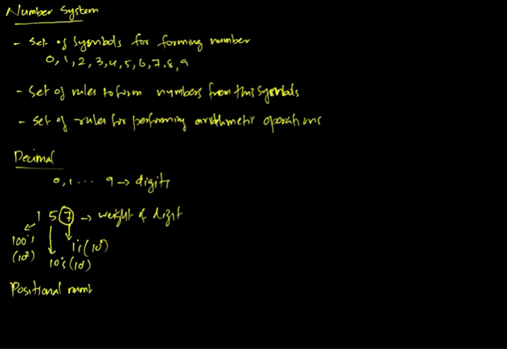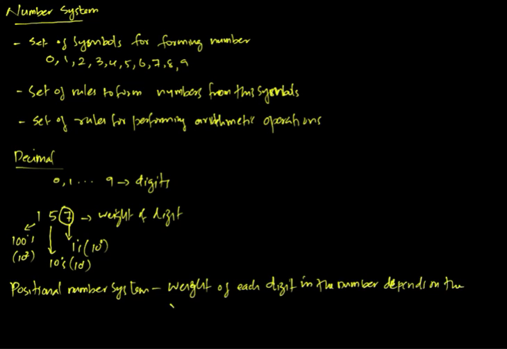So a positional number system is a number system in which the weight of each digit in the number depends on the relative position of the digit in the number. Such number systems are called positional number systems.